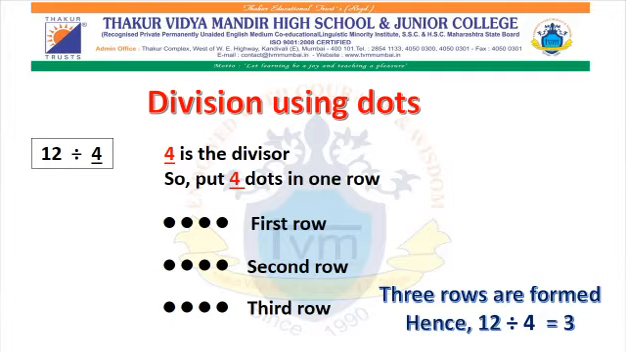Then the first row has 4 dots. The second row also has 4 dots. And the third row again has 4 dots. Correct. So how many rows have we formed? Correct. 3 rows are formed. So our answer is 3. 12 divided by 4 is 3.